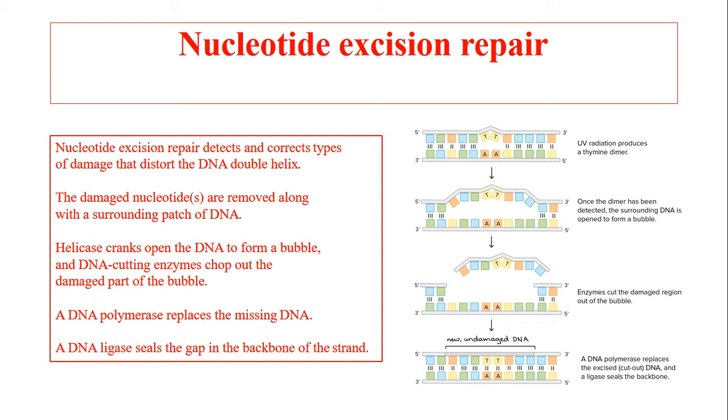In nucleotide excision repair, the damaged nucleotides are removed along with the surrounding patch of DNA. In this process, a helicase, or DNA opening enzyme, cranks open the DNA to form a bubble, and DNA cutting enzymes chop out the damaged part of the bubble. A DNA polymerase replaces the missing DNA, and the DNA ligase seals the gap into the backbone of the strand.